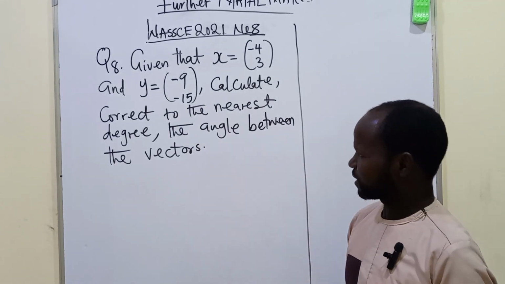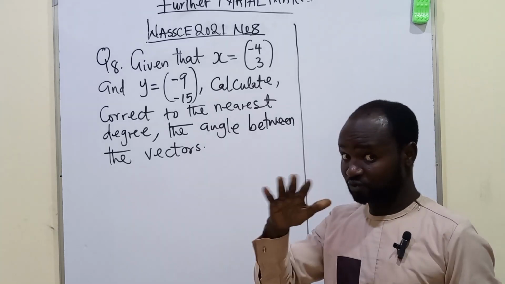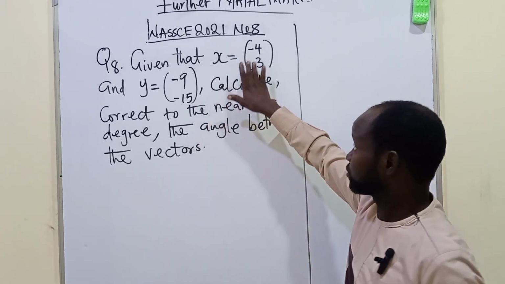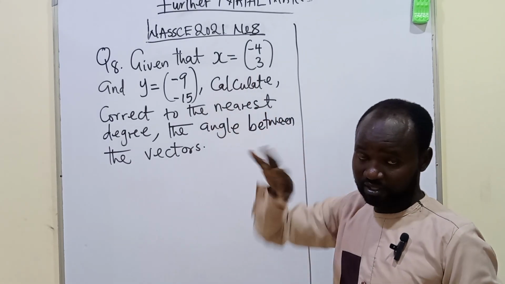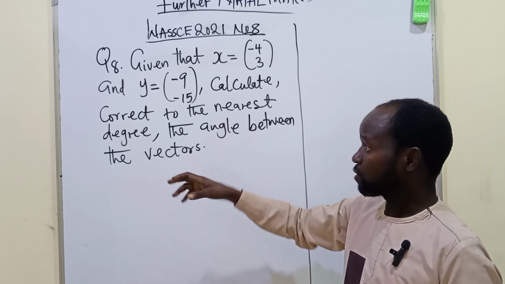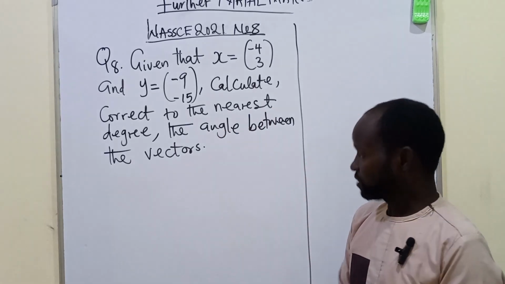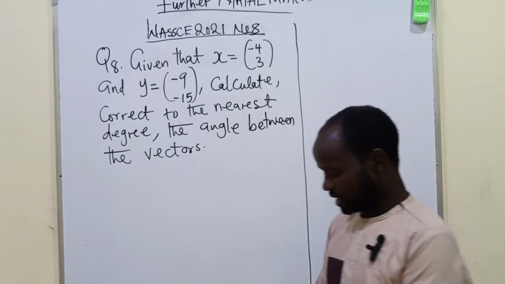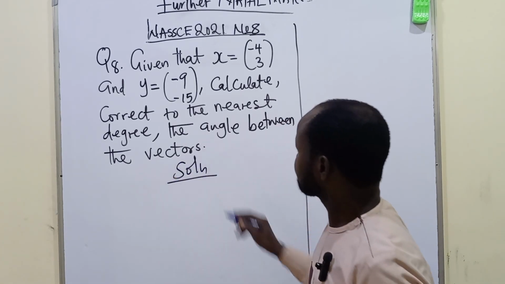Okay, let's look at how we can solve this. As I said, we have different ways of representing vectors. This on the board is in column form. We can represent our vectors in polar form, coordinate form, or row form, as the case may be. So let's write down the solution.